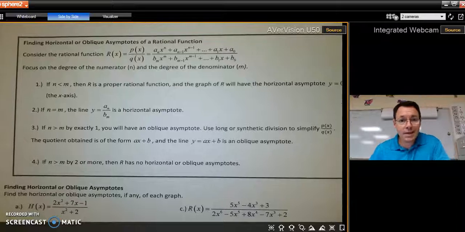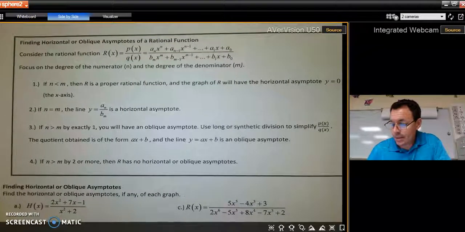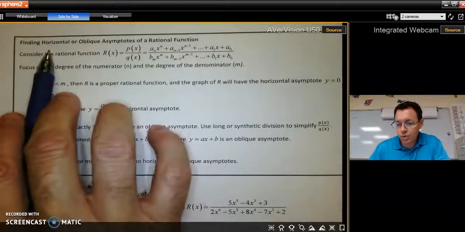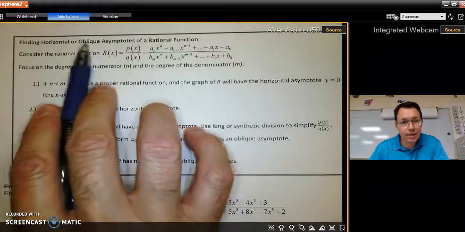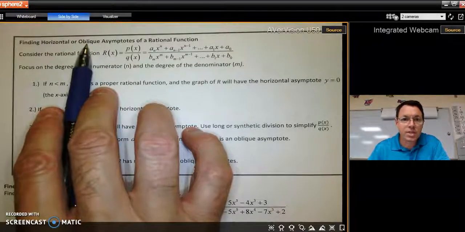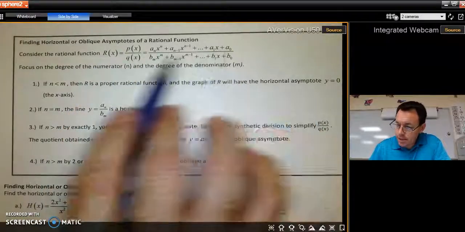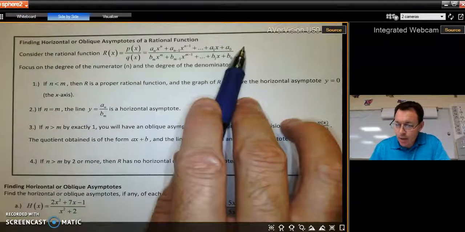All right, so our main goal today is going to be when you're looking at a rational function, how do you find the horizontal or the oblique asymptote? Because again, that's one of the first things we're going to find when we graph these. So here is an example. This is a generic rational function.